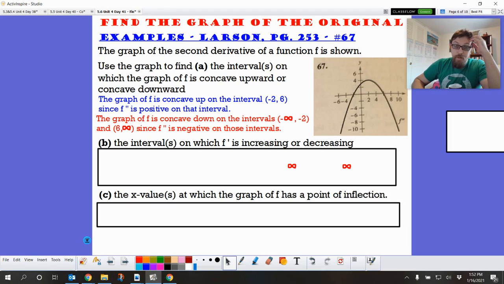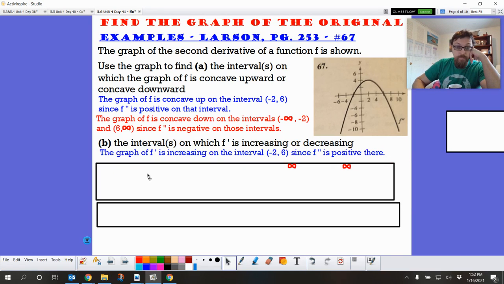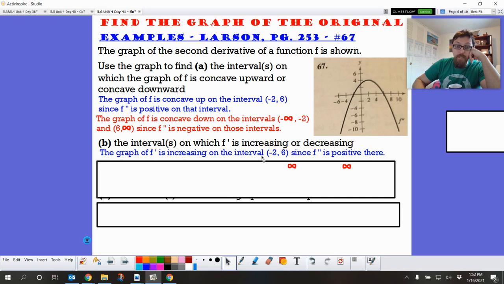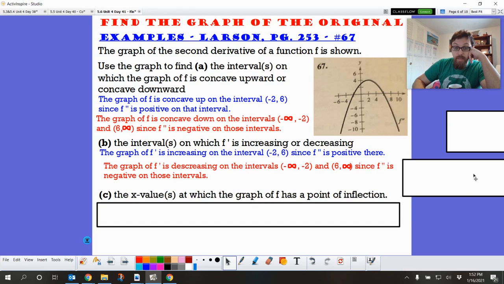Okay. Now this question, part B, is really asking the same question that part A is. Where it is concave down or concave up is asking the same thing about where the first derivative is increasing or decreasing. So the graph of f prime is increasing on the intervals from negative 2 to 6, since f double prime is positive right here.